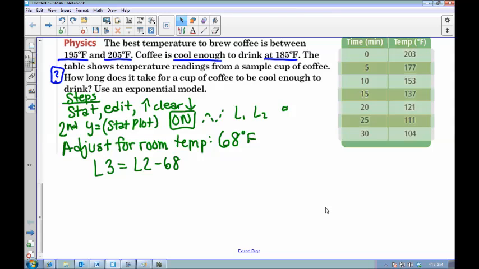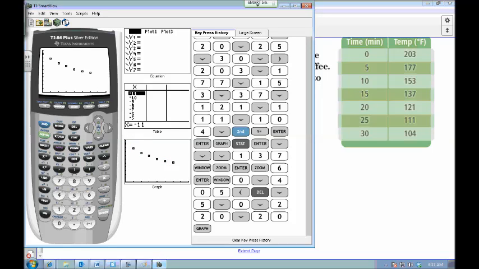Okay? So, on your calculator, how did we get back to our list of data? Stat. Go to stat. Then what? Edit. Okay, please be with me.